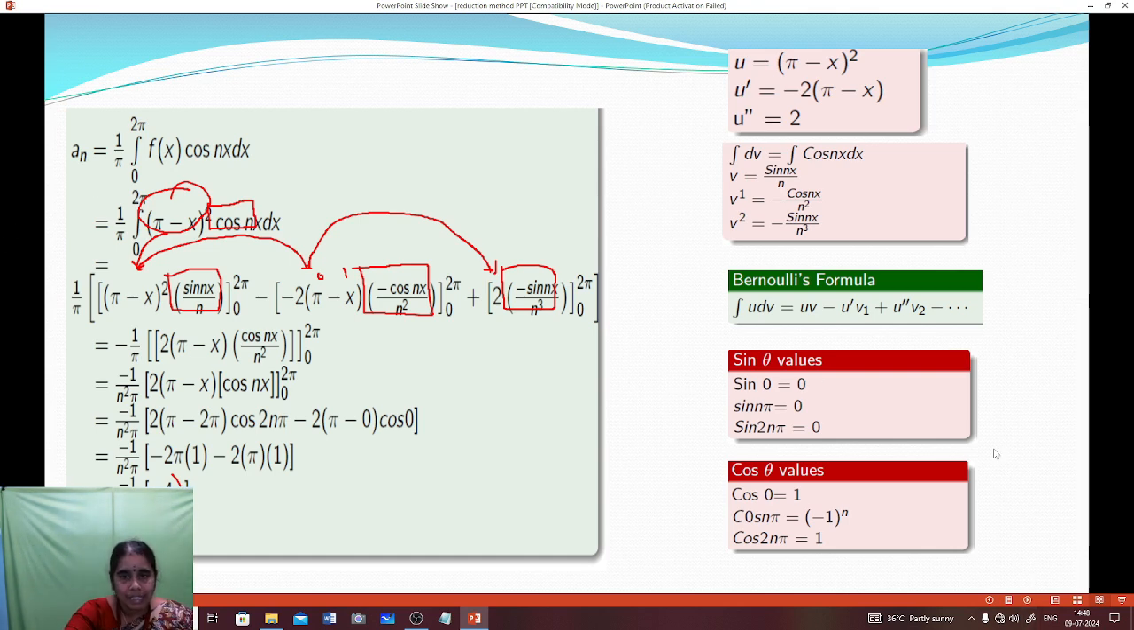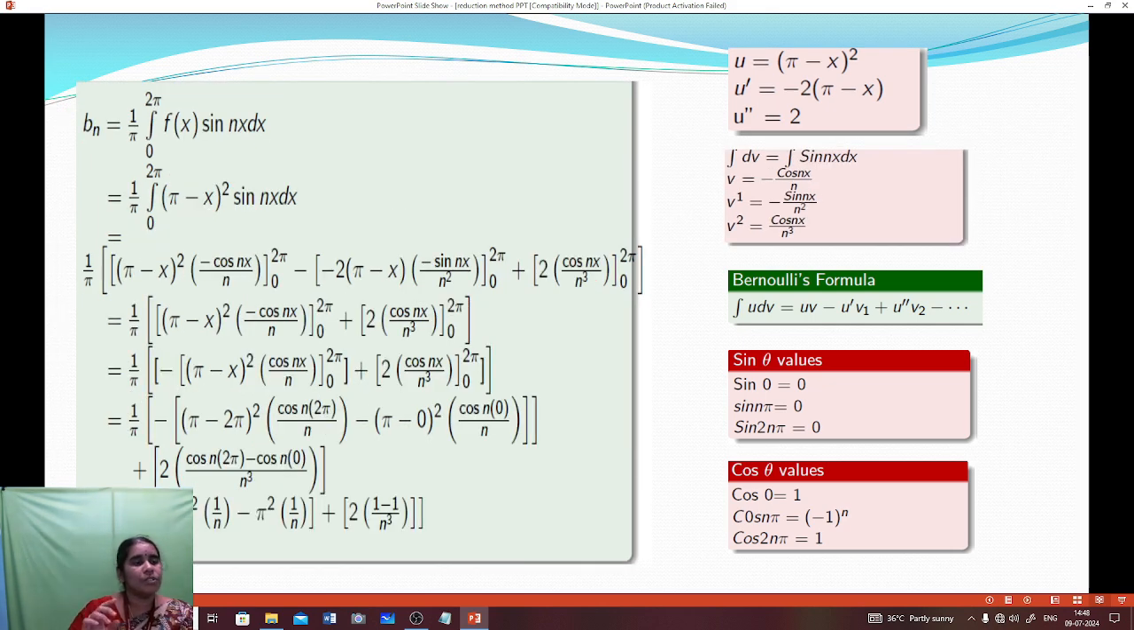These are the needed formulas. We know sin 0 is 0 and cos 2n pi takes the value of plus 1. This one only we are applying here. Okay. Next, in the same way, we are going to calculate our bn.